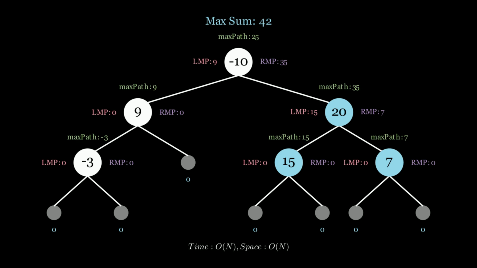And this algorithm runs in O of n time and O of n space. O of n time because we iterate through every node once, and O of n space because of the recursive stack. If this was a skewed tree, we would have n recursive calls on our stack.